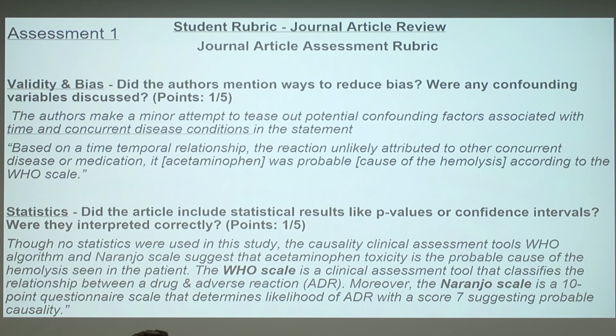Validity and biases. Did the authors mention ways to reduce this? And as I mentioned earlier, typically good papers, the authors will discuss this in some way. They will try to at least identify some in their paper. And this group did try to tease out potential confounding variables of the disease. They talked about the WHO scale. This scale is an algorithm used by clinicians to determine the likelihood of a drug causing an adverse reaction. It's not a statistical analytical scale, but it is a scale used.